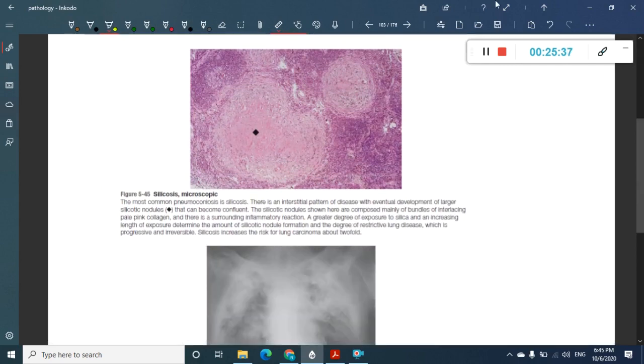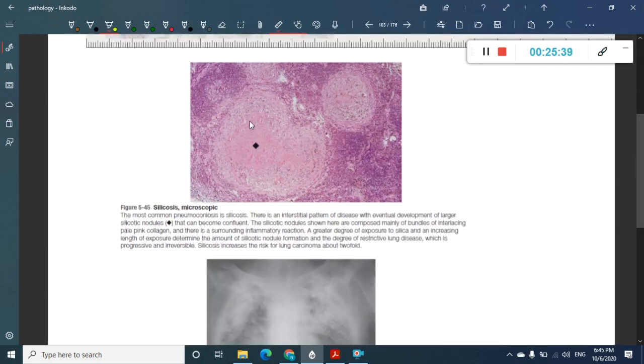See, silicosis. This is the clear picture, clearer than the one which I have from Netter's. So this is the nodule which is seen. Okay, this is the collagenous part which is seen, and this is full of inflammation. Here in the middle you see the necrosis which occurs. So this is microscopically for silicosis, where you see many silicotic nodules. This is a silicotic nodule, and it has collagen and surrounding inflammatory reactions.